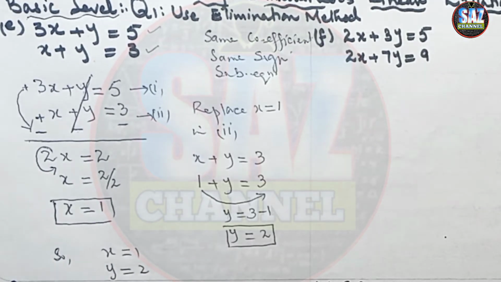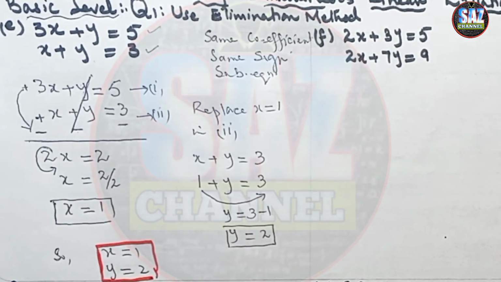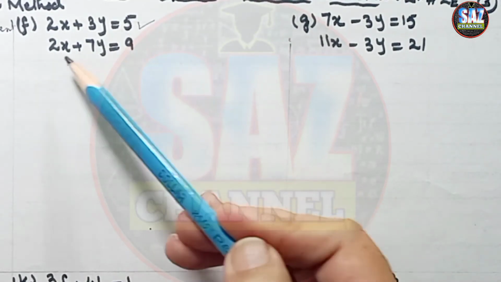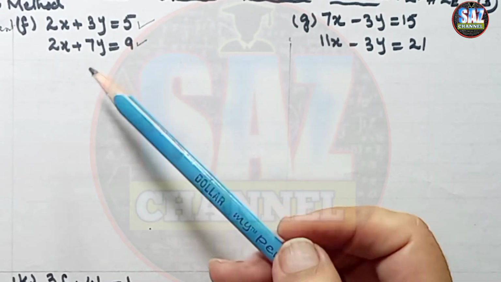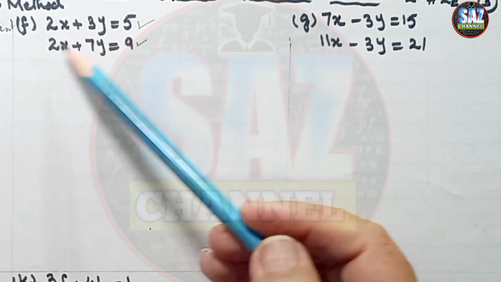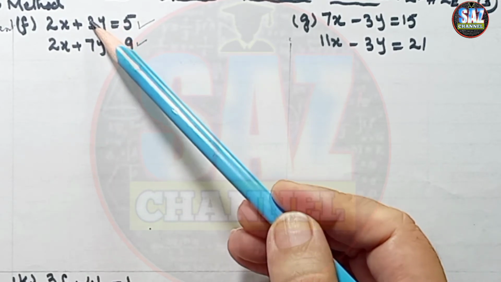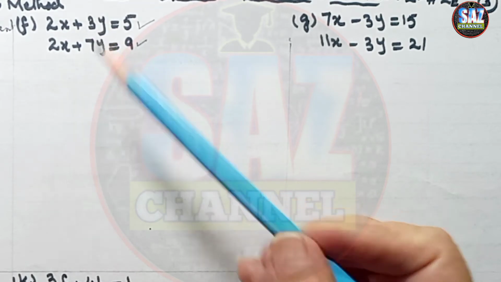I hope you are clear about this question, and let's quickly move to the second question, that is 2x plus 3y equals 5 and 2x plus 7y equals 9. Again, observe the coefficients of both the variables in both the equations. y does not have the same coefficients. One is 3, one is 7.